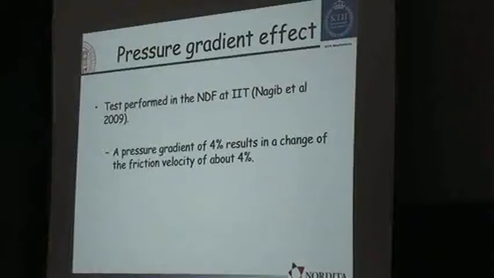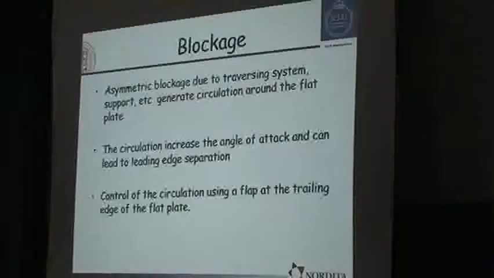Just to illustrate the effect of this pressure gradient, this was a test performed in Chicago. A pressure gradient of 4% results in a change in the friction velocity of about 4%. Now, it doesn't mean that there is a one-to-one relationship. This is just to illustrate that a pressure gradient of 4% is not very big, but it has a very large effect on the wall shear stress. So it's very important to control these two velocities very accurately.